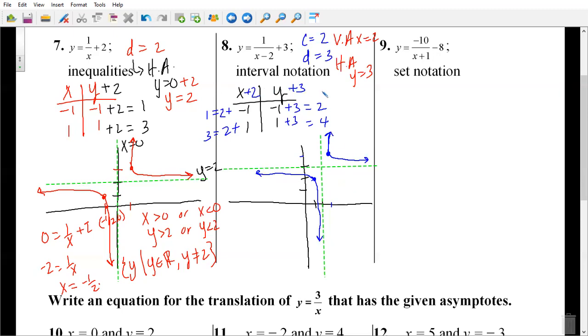So it asks for interval notation. On here for interval notation, my domain starts at negative infinity and goes up to 2, but then it stops and then continues to positive infinity. My range starts at negative infinity, goes up to 3, then it stops and then continues to positive infinity.